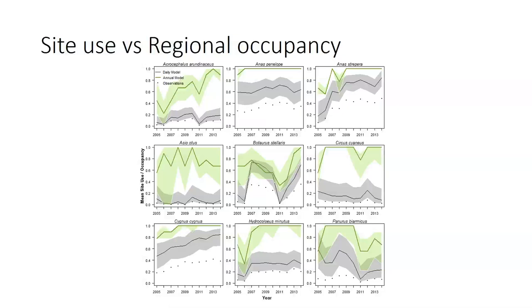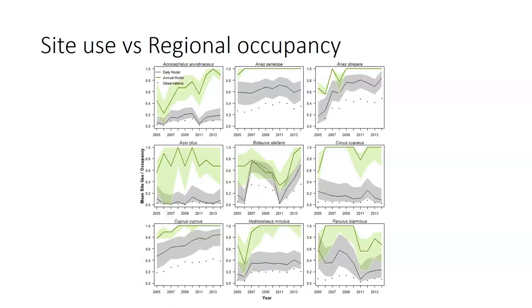And these are summaries of mean site use, the proportion of days the species is expected to be present per site, averaged across a region, and this is occupancy, averages of ones and zeros per region. And we see that when the occupancy model estimates that a species is basically present all over all the time, the mean site use may tell a slightly different story. The trends are pretty much the same, but the underlying story may be different.